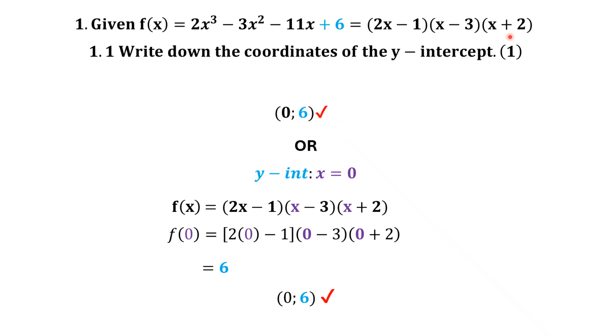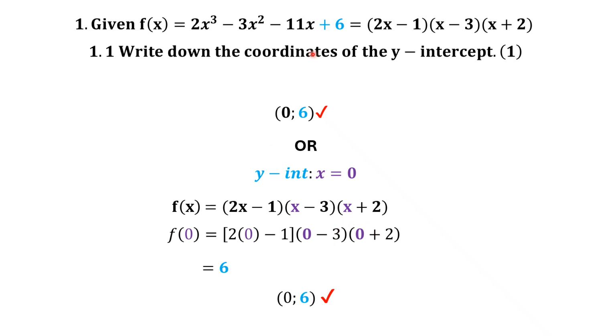Or if we gave you the second equation, wherever you see x, you're going to substitute 0. So y-intercept, x equals 0. Wherever I have x, I place 0. So 2 times 0 gives me 0. I'm left with minus 1. 0 minus 3 gives me minus 3. 0 plus 2 gives me 2. Negative 1 times negative 3 gives me positive 3, times 2 gives me positive 6.